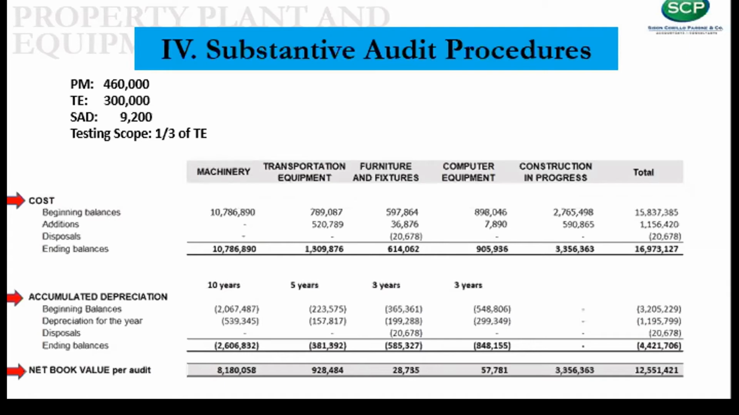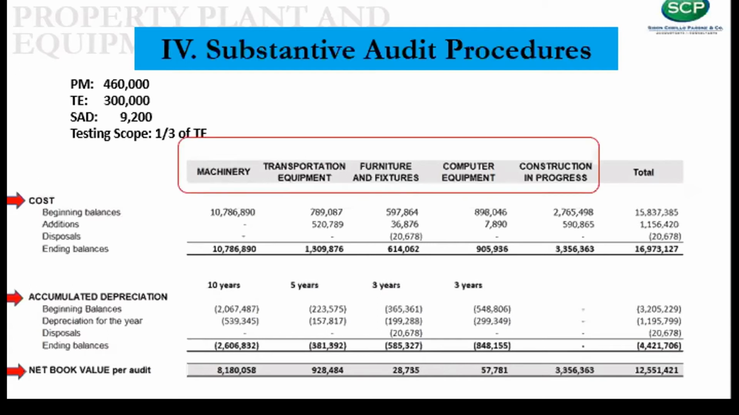As we can also see in this example, the roll-forward analysis is meant to account for the movements of the cost of the fixed assets by major classification and the related accumulated depreciation during the year. The analysis starts with the beginning balances of both cost and accumulated depreciation, followed by additions and disposals during the year, and ending with the balances as of the cutoff date of cost and accumulated depreciation, as well as the net book value of the fixed assets by classification.